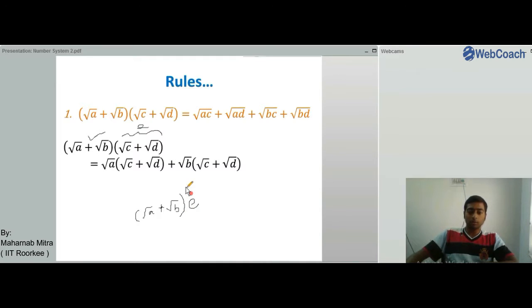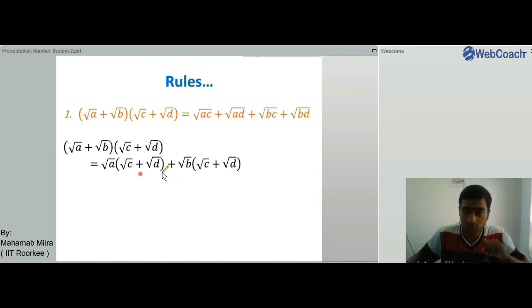Now, according to the distributive law, this number should be multiplied to this, and after that this sign should come in between, and after that this number should be multiplied to this, right? So we should get square root of a times e plus square root of b times e, right? And this is what we have got here. You can see square root of a times e, square root of b times e, right?